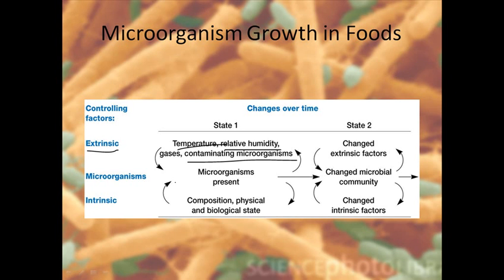And what is an intrinsic factor? An intrinsic factor is a property of the food itself, like the composition of the food, the water content, the pH, the physical and biological state, and the appearance of the food. That's why they are called intrinsic factors. Whenever we change an extrinsic or intrinsic factor, we can change the microbial community or population. If the population of microbes changes, it finally leads to damage of our foods.